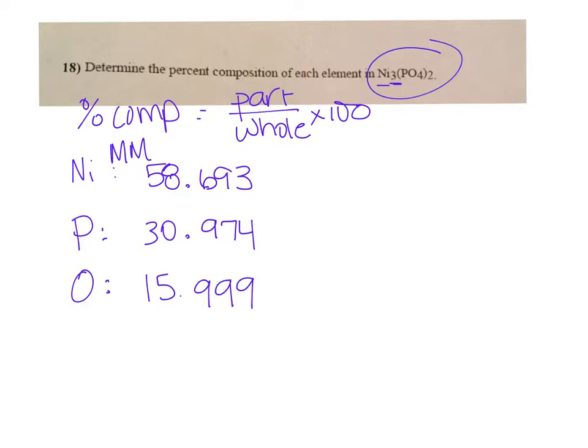So now what we're going to do is let's figure out what each one has. So there's 3 nickels. So we're going to multiply this guy by 3. And I'm just going to put everything to 2 decimal places, all right, just for ease sake. All right, so we're going to multiply this 58.693 times 3, and we get 176.08 grams.